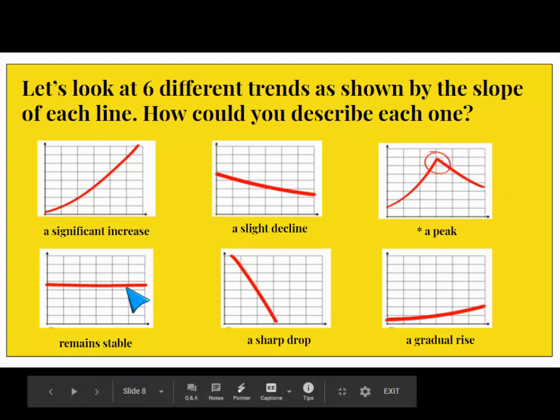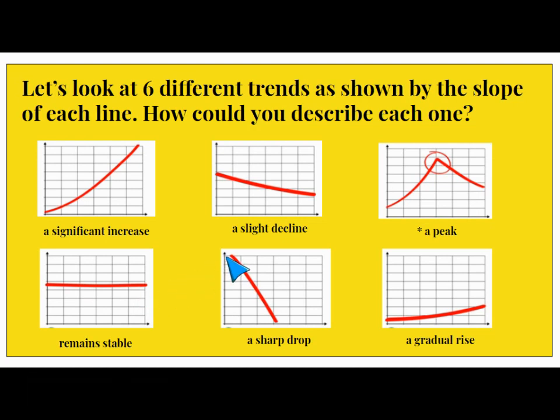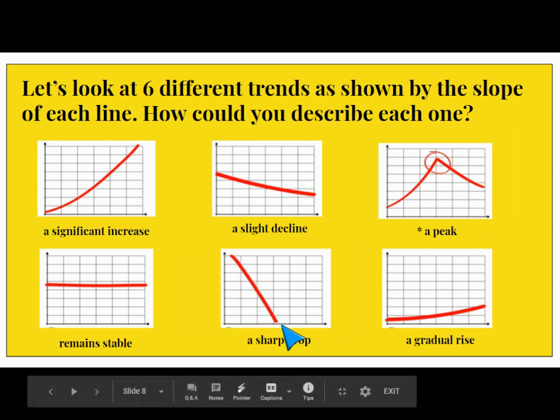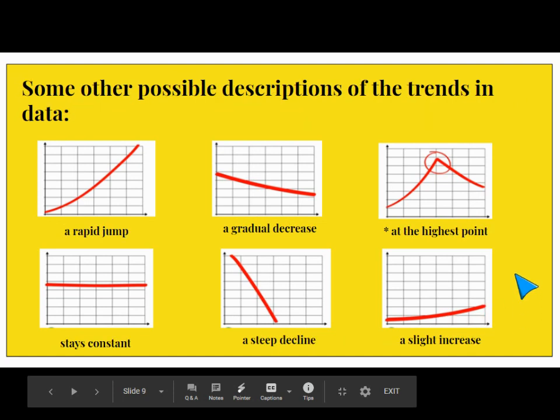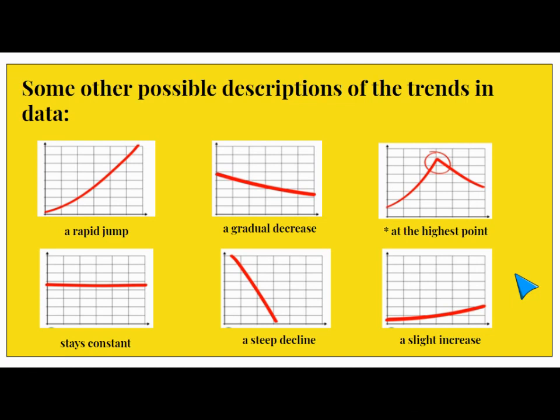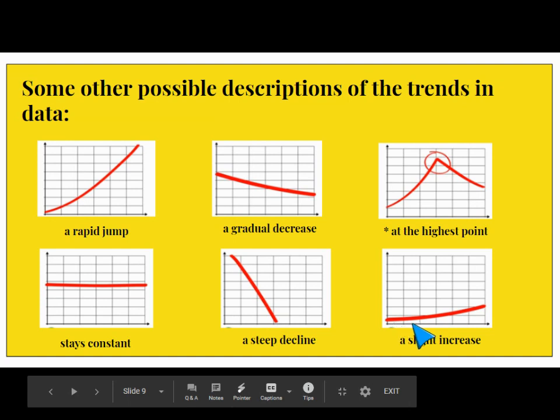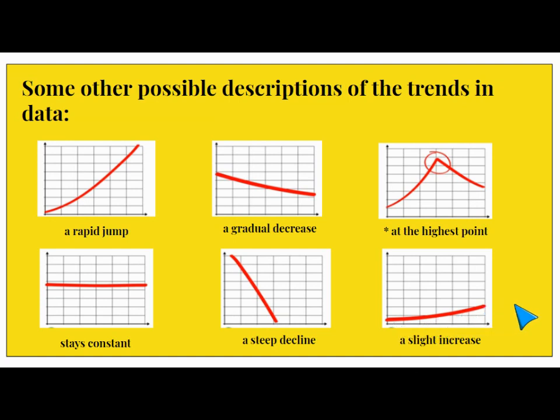Here the data remains stable. Here we have a sharp drop in data. Here we have a gradual rise. Let me give you some more possible verb and adverb combinations. Here we have a rapid jump in data, a gradual decrease. Here the data is at the highest point. Here the data stays pretty much constant. Here is a steep decline. Here is a slight increase.